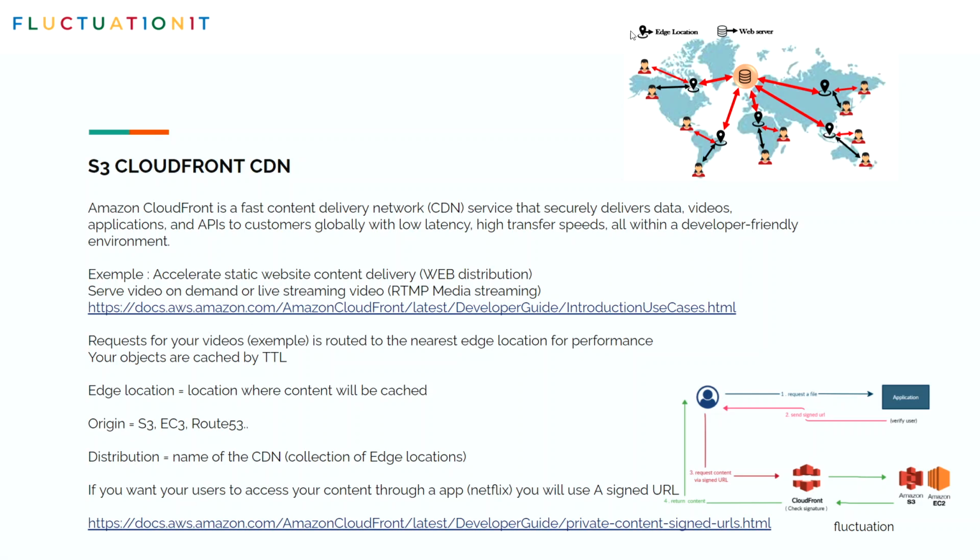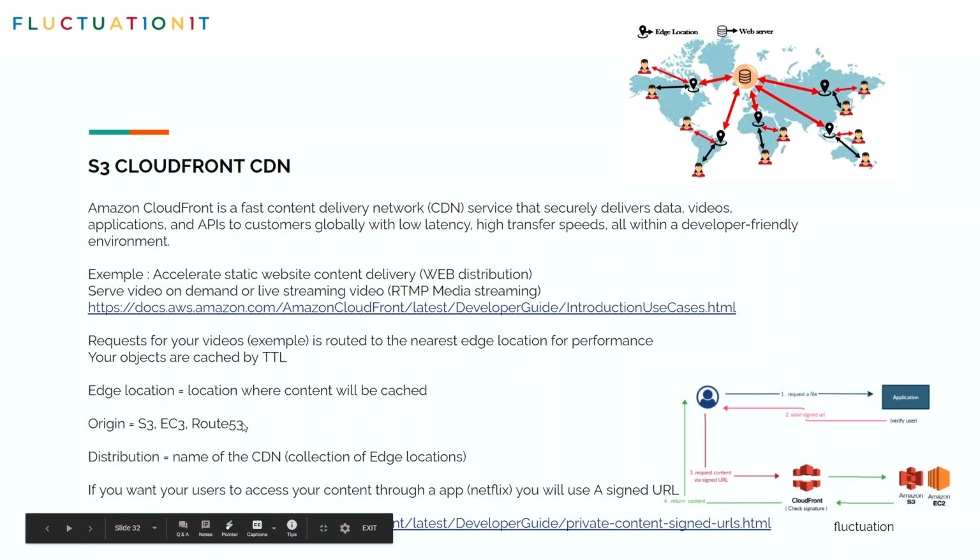After that, the origin is where your documents and videos are, so it can be S3, EC2, and Route 53. Remember that Route 53 is like DNS. And you have the distribution. Distribution is the name of the CDN, a collection of edge locations. A collection of locations is a distribution.